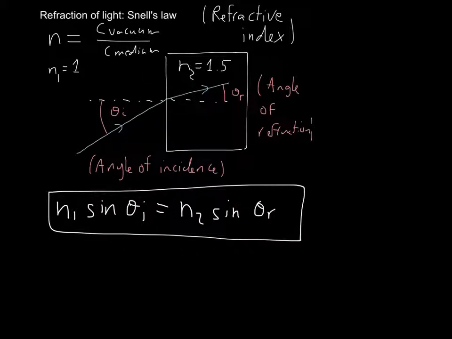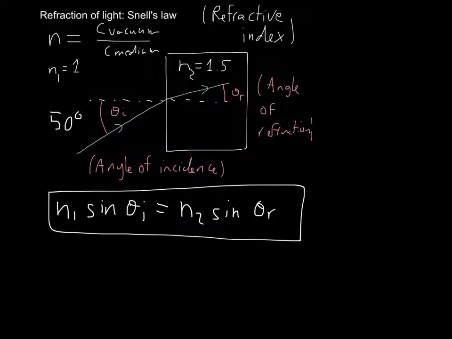Okay, so imagine, again, I have air here, so n equals 1, and here I have glass, n equals 1.5. And let's imagine that I know that the angle of incidence is, I don't know, let's say 50 degrees. So we would like to find out what this angle is. Let's see how we do that.